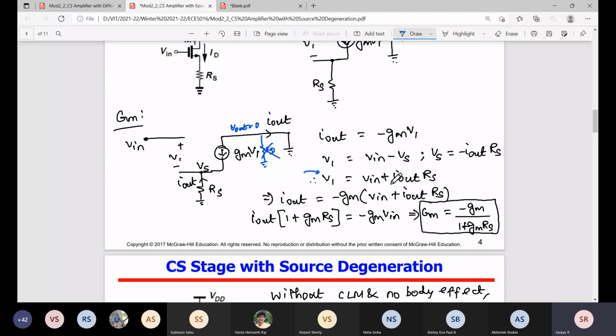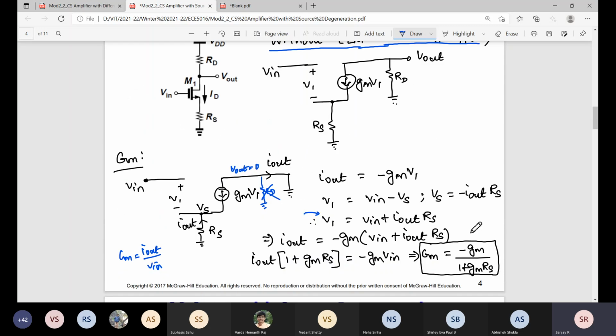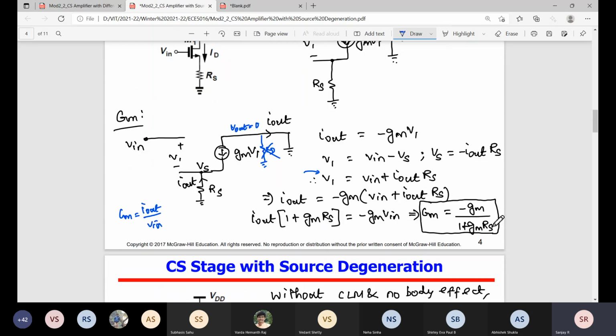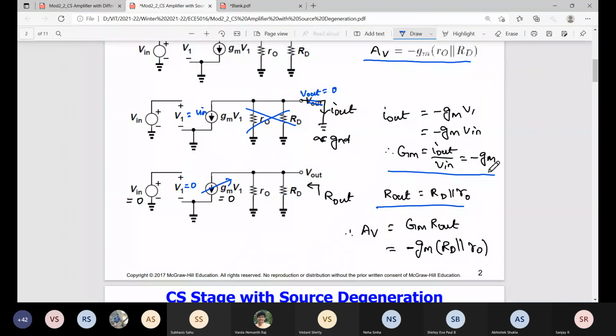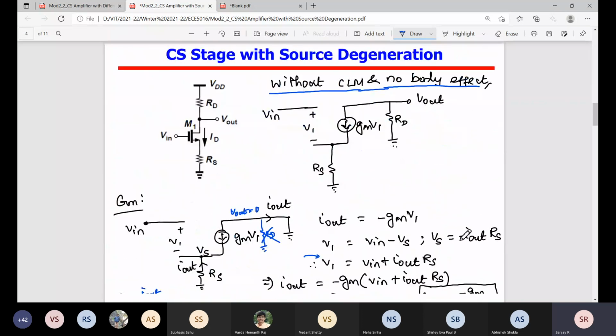Yes, sir. Okay, so what do you want to find? Iout equals minus gm into V1. So minus gm into Vin plus Iout RS. From this I can get Gm equals Iout by Vin. So we can find Gm equals minus gm divided by 1 plus gm RS. Is it clear? Now you can see it is the same as an inverting amplifier. Without RS, you know the effective Gm was minus gm. When I'm adding RS, the effective Gm is reduced by 1 plus gm RS.